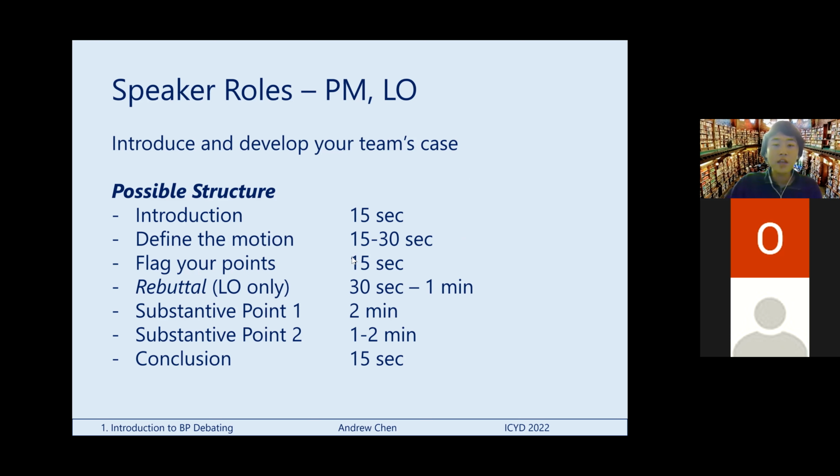Right, so that's just a rough structure of what you might do as the Prime Minister or the Leader of the Opposition in your speech. You don't need to follow this very strictly. You can play around with this. You might only have 1 really big point, or you might have 3 smaller points, and then you can just adjust the timings appropriately.